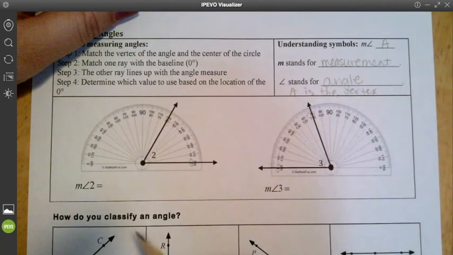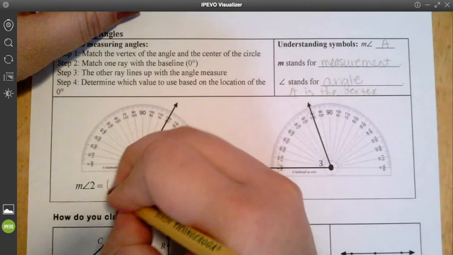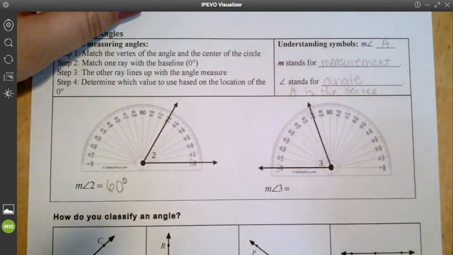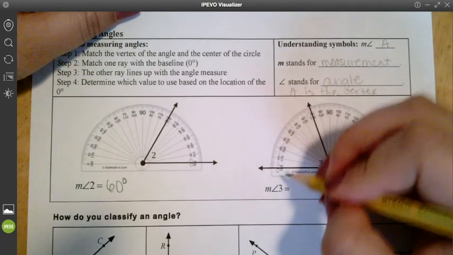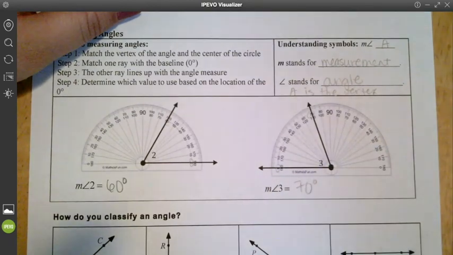Any of the ways that we just talked about for naming angles could go in there. So let's find, what is the measurement of angle 2? We said it is 60 degrees. Important to put that degree symbol. What is the measurement of angle 3? We said that was 70 degrees.